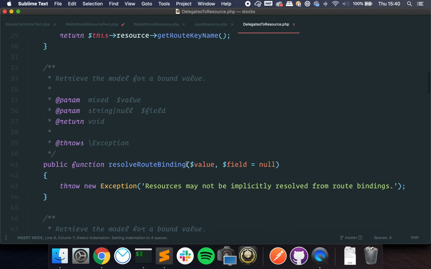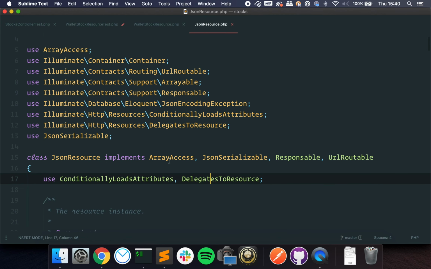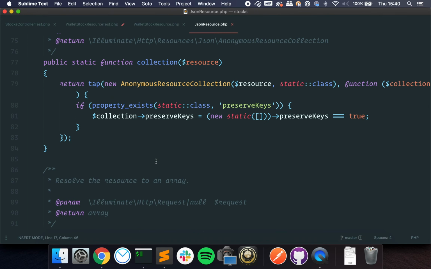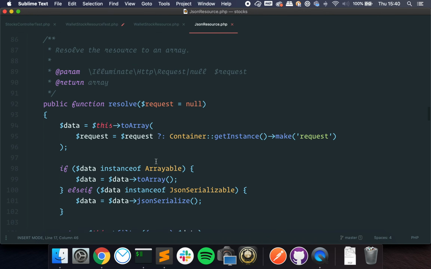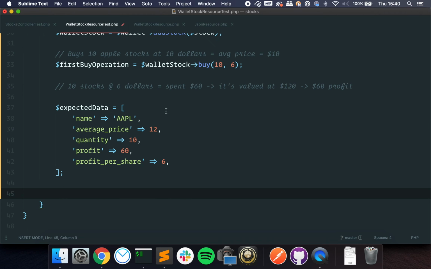Let's go to DelegatesToResource. Oh, this is not it. Implement ArrayAccess. I think it does have a resolve method. I'm not sure. Let me see. Collection. Okay, it has this resolve method. So let's call it and see what it returns.